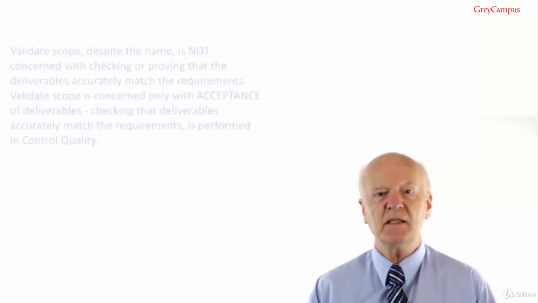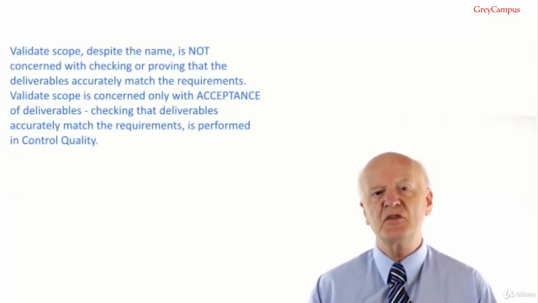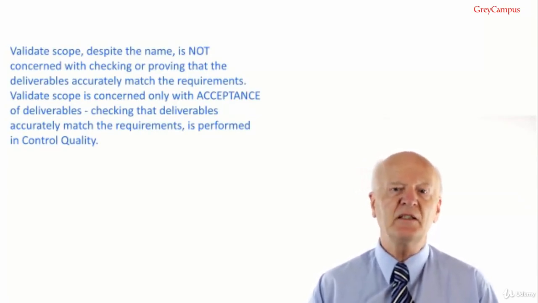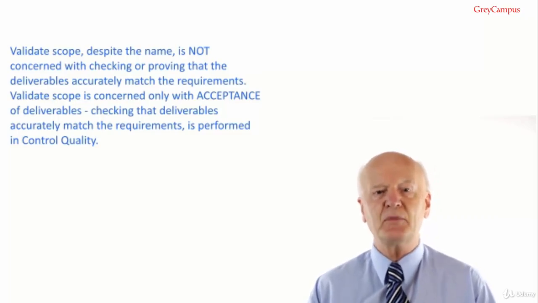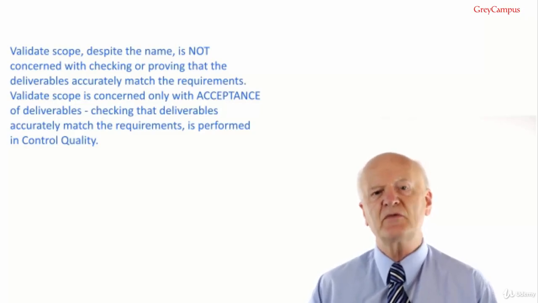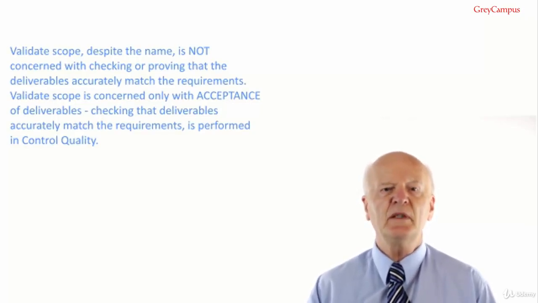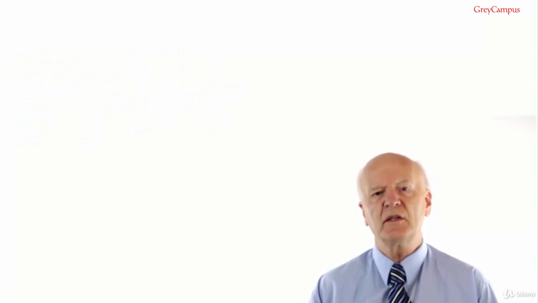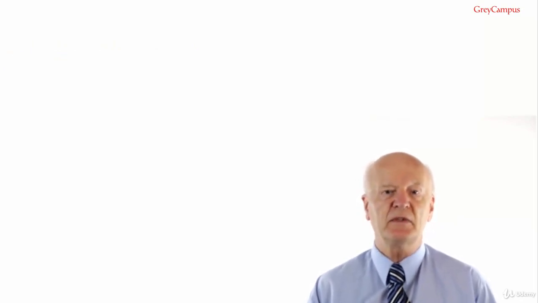But Validate Scope, despite the name, is not concerned with checking or proving that the deliverables accurately match your requirements. Validate Scope is concerned only with acceptance of deliverables. Checking that deliverables accurately match the requirements is performed in control quality. Please remember this for the exam. You would normally complete control quality before Validate Scope. You can do them in parallel, but be aware that this may increase risk.